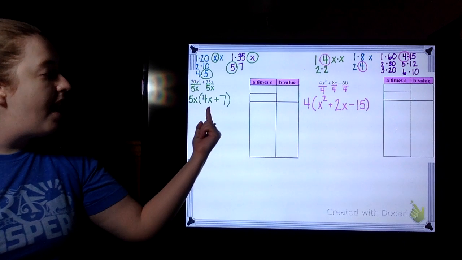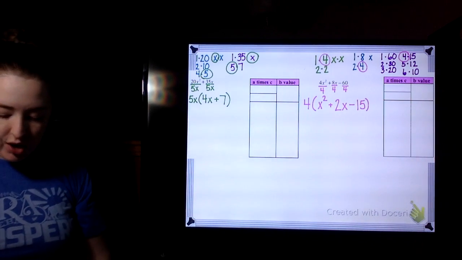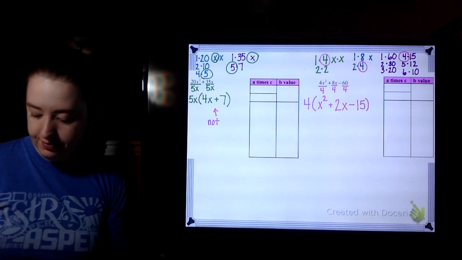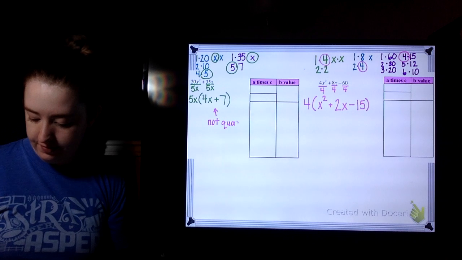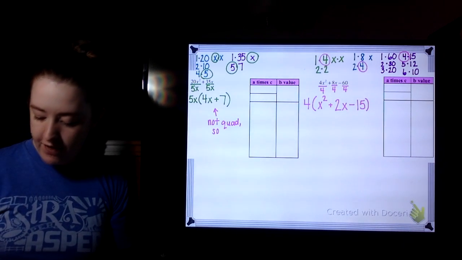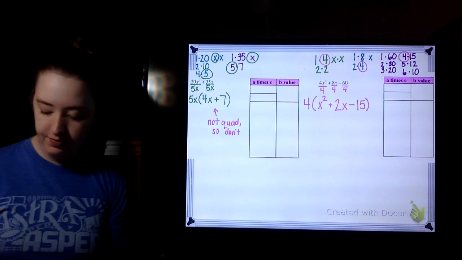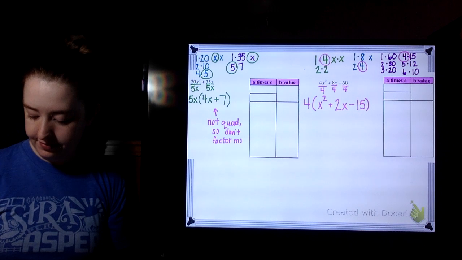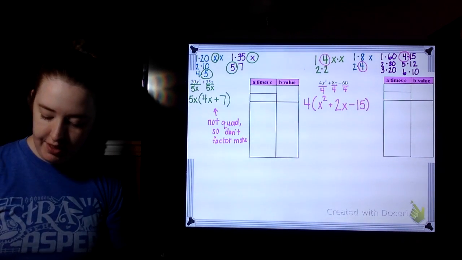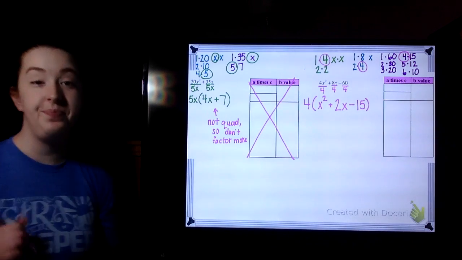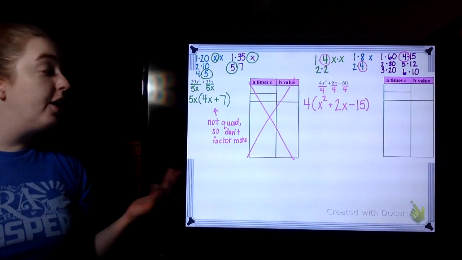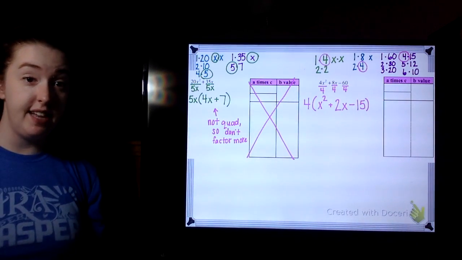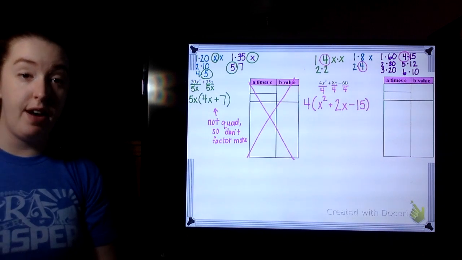I have 5x and 4x plus 7. So this is not quadratic. So don't factor more. We do not need to use this box at all. Okay, but over here, I have x squared plus 2x minus 15 on the inside of my parentheses. So I'm gonna have to keep on factoring.